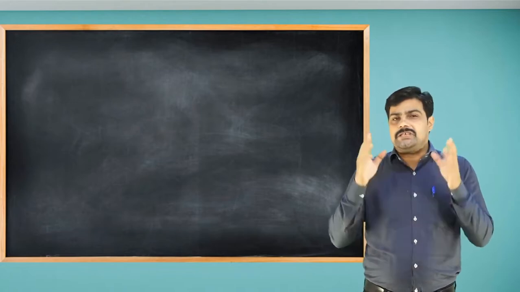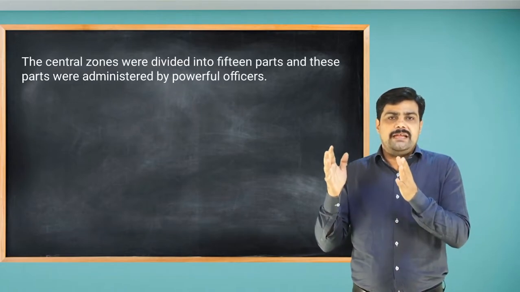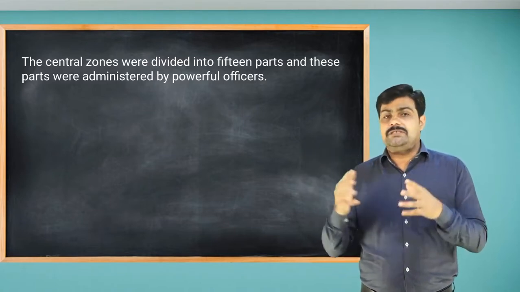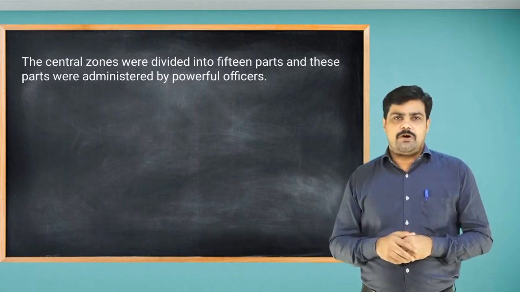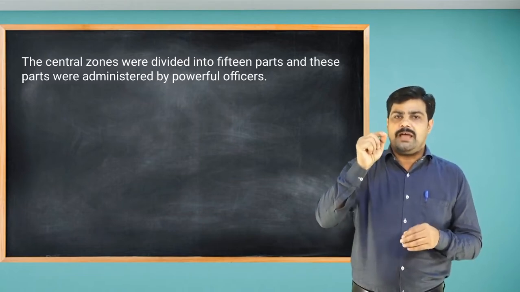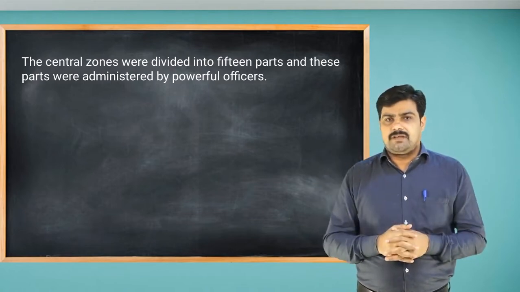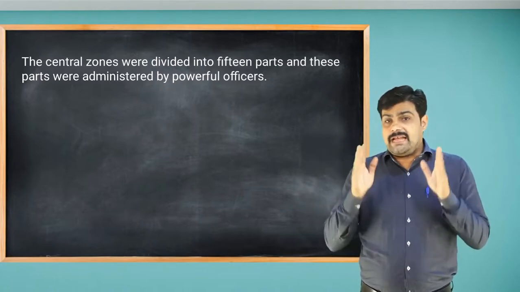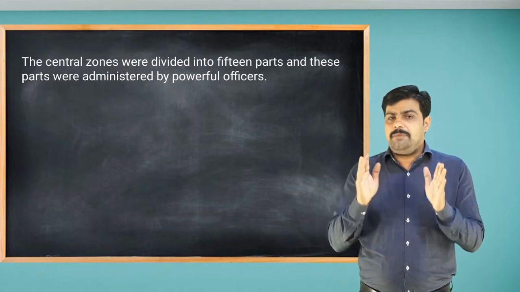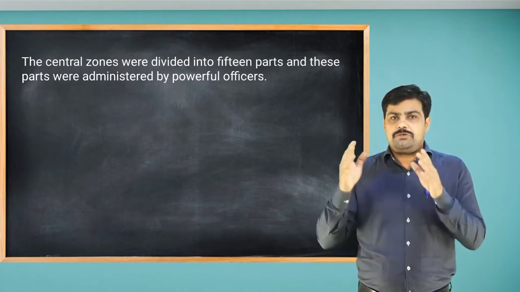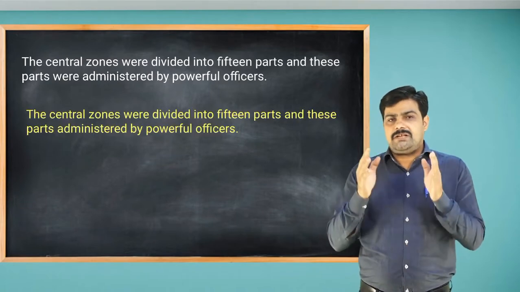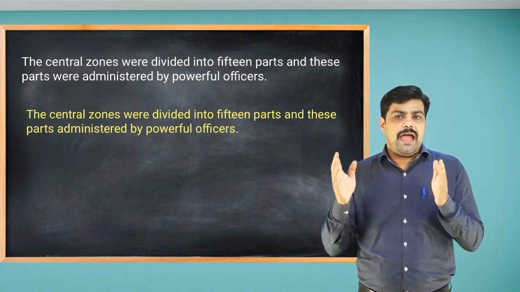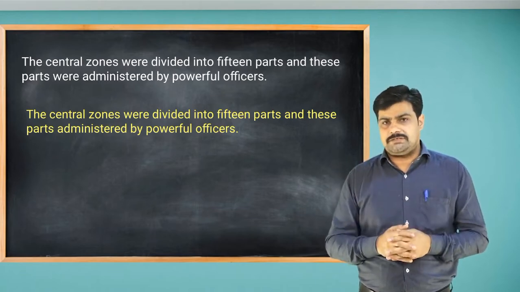Now see the sentence. The central zone was divided into 15 parts and these parts were administered by powerful officers. This sentence is wrong. Remove the helping verb were before administered. Because the subject is one, the central zone, you see, that is bold, is enough. So one helping verb is enough here. Now see the correct sentence. The central zone was divided into 15 parts and these parts administered by powerful officers.